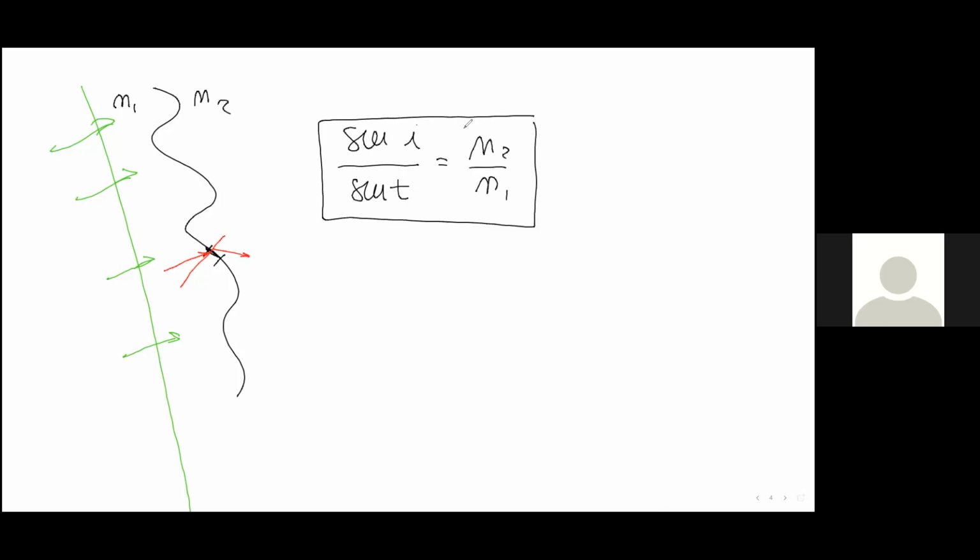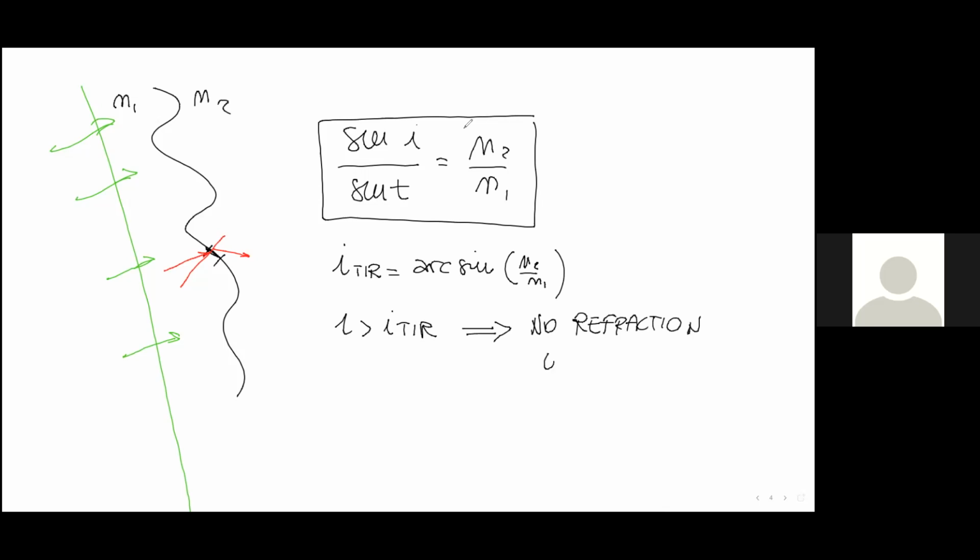And it must be in your mind, and that there exists an angle that we call the total internal reflection angle, that is the arc sinus of the ratio N2 and N1. And if theta is larger than the total internal reflection angle, then there is no refraction. Only reflection.